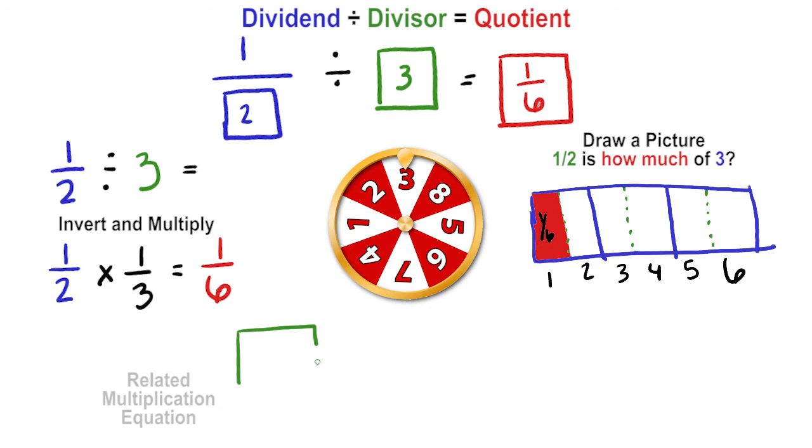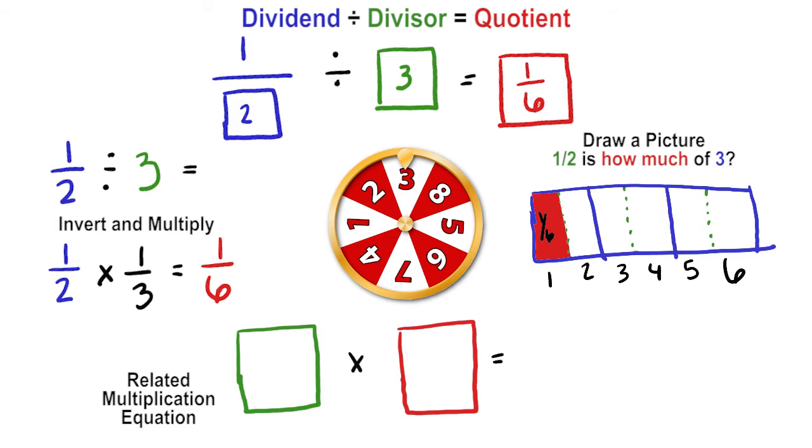Next, write a related multiplication equation for the division equation. The equation would be 3 groups of 1/6 equals 3/6, which is equivalent to 1/2. The divisor times the quotient produces the dividend.